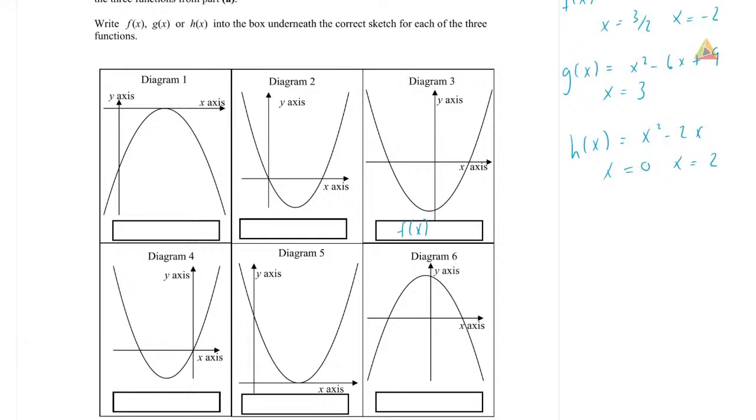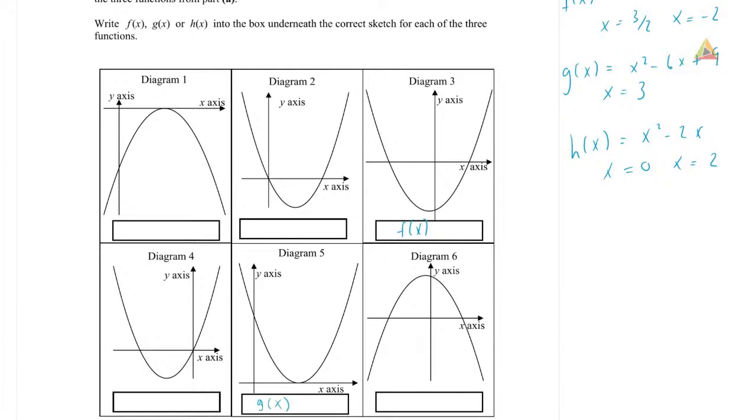Now, if we look at the g of x, the x squared term is positive, which means it's also going to be a U shape. So again, this eliminates diagram 1, it eliminates diagram 6, and it also eliminates diagram 3 because we've already dealt with that. So it's either going to be diagram 2, diagram 4, or diagram 5. For the g of x, x is equal to 3. That's your only solution, x is equal to 3. So it must be that one there. You only have one x value. So that's the g of x.